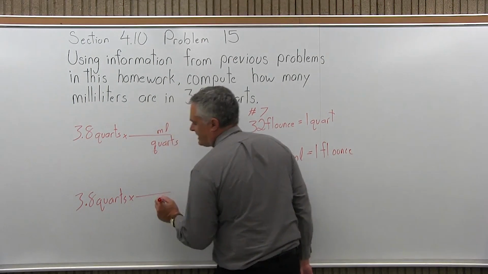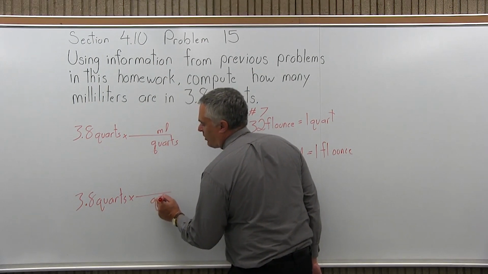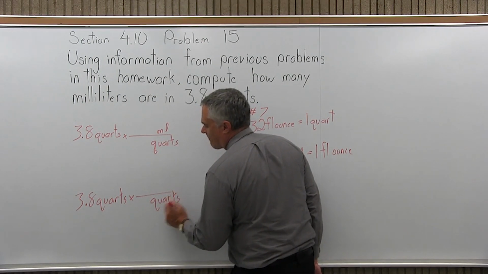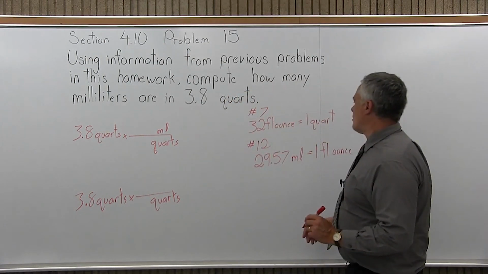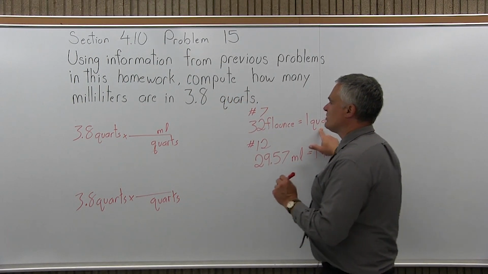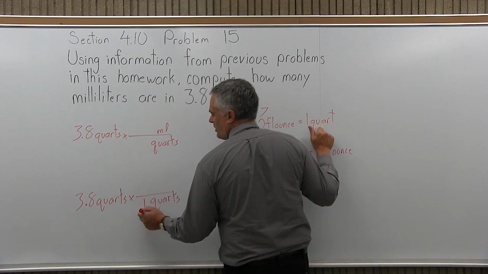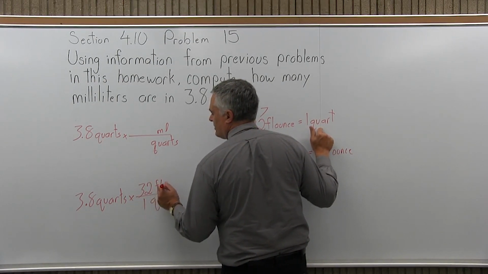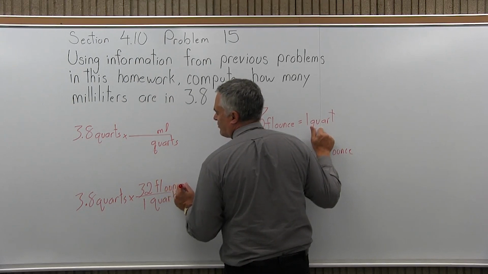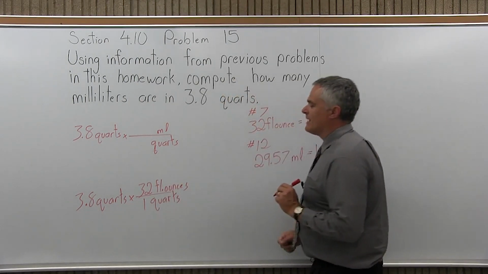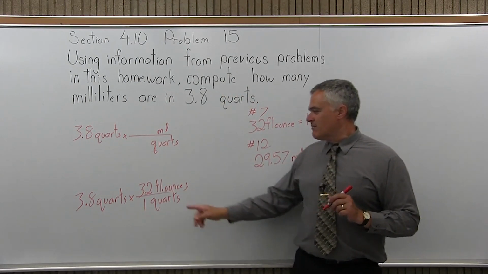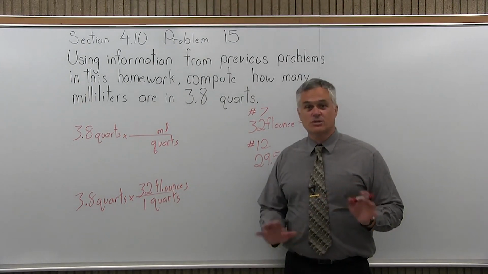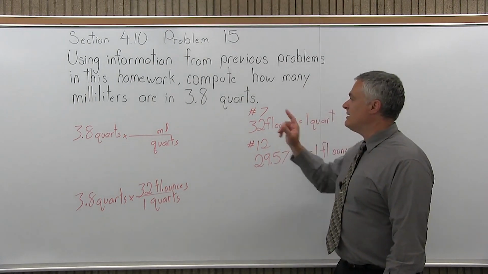And I'm going to multiply that times something with quarts in the bottom. So what do I have with quarts? What I have is 1 quart is 32 fluid ounces. So 1 quart goes on the bottom, 32 fluid ounces on the top. And again, I abbreviate a little bit. So now when I do that, my new unit's going to be fluid ounces, which is not what I want. I want it to be milliliters.